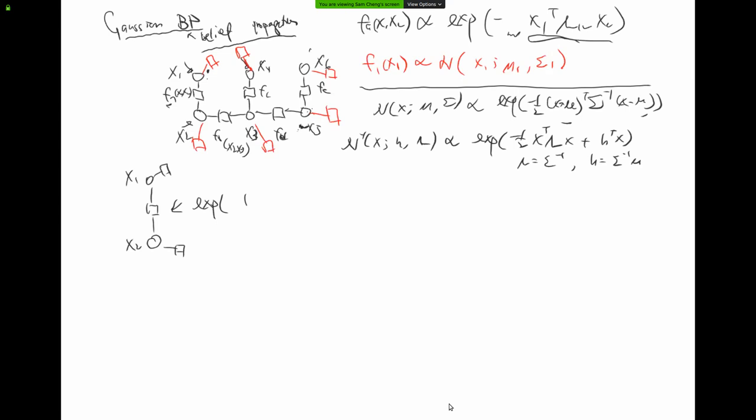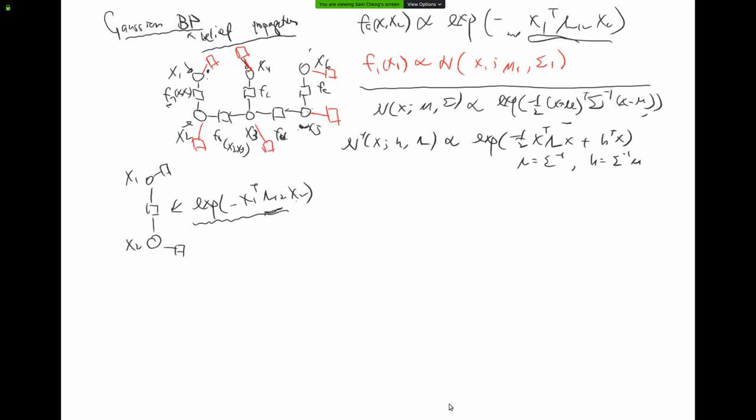So this thing coming in here is x1 transpose lambda 1 2 x2. And lambda 1 2 is basically, I don't exactly know what's a good name for that. Anyway, the factor function between x1 and x2 will be modeled by this guy here, with a form like this.